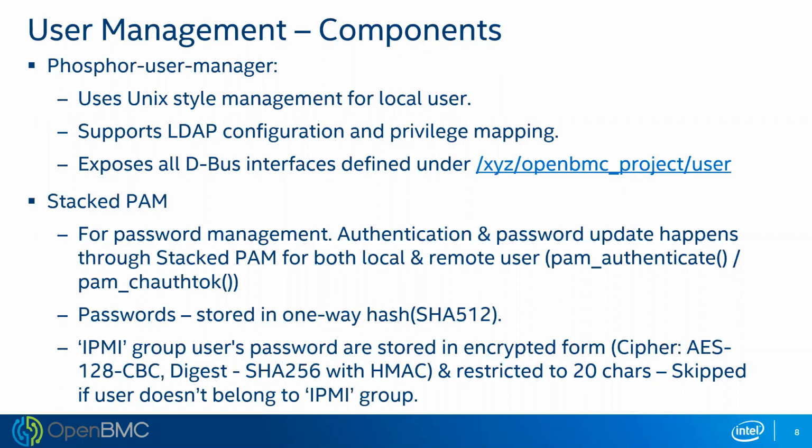The only thing you need to do is decouple IPMI, or create a user without the IPMI group. Then automatically the password for that user will not be stored in an encrypted form, and there is no restriction towards the 20 character limitation. We can still go ahead and increase the number of character limit, and the password for that user will be stored in the regular etc shadow file under the one-way hash only.